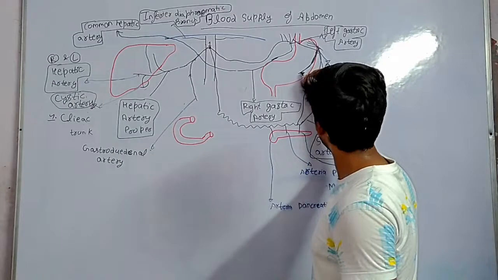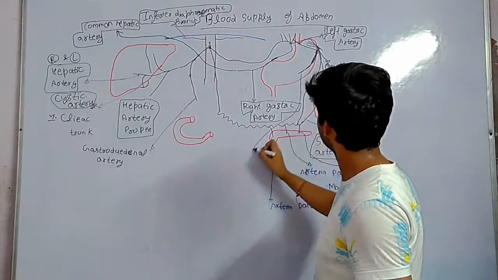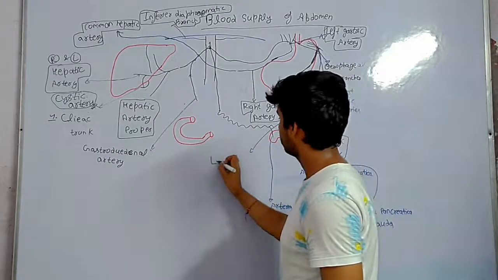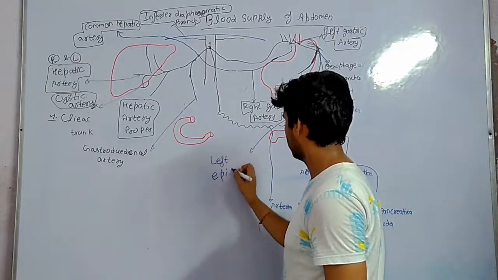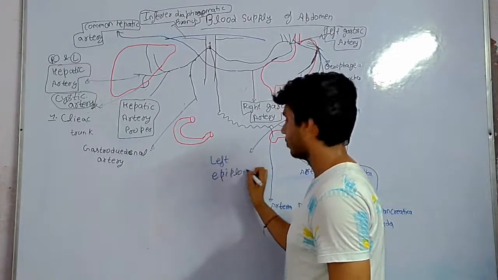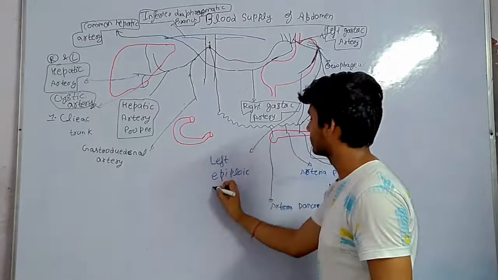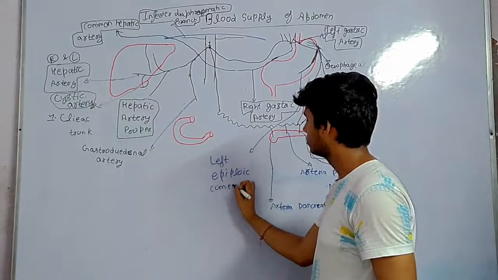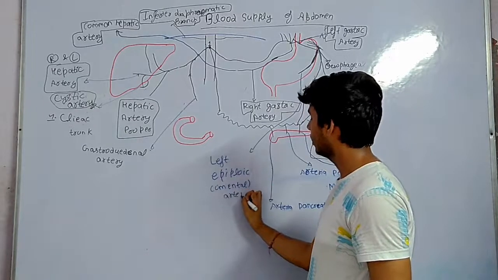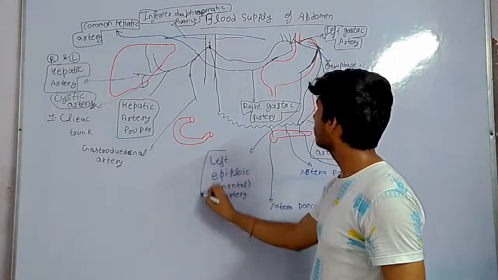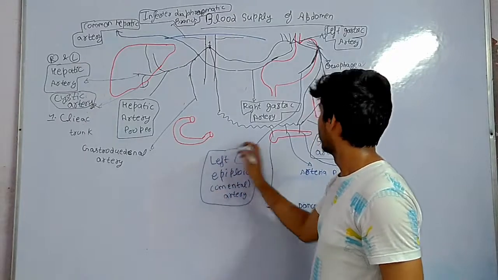This is called left epiploic artery. Epiploic is also called omental. Omental artery, which supplies the greater curvature of the stomach on the left side.